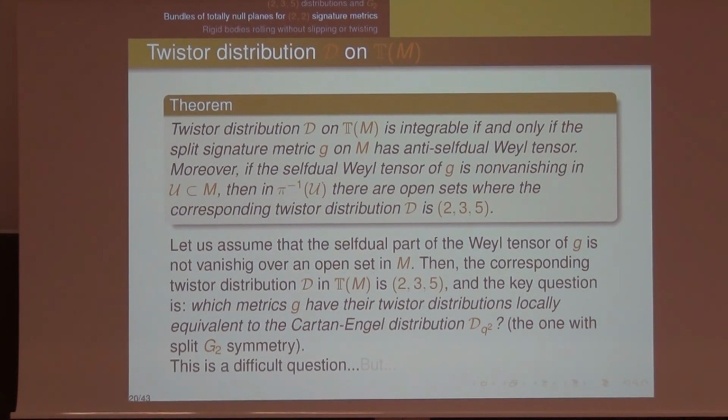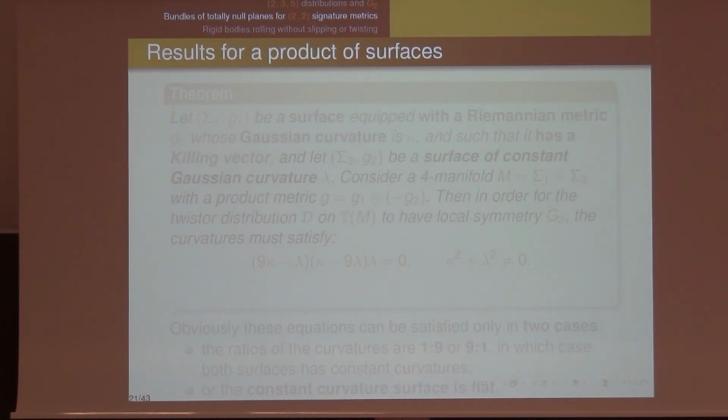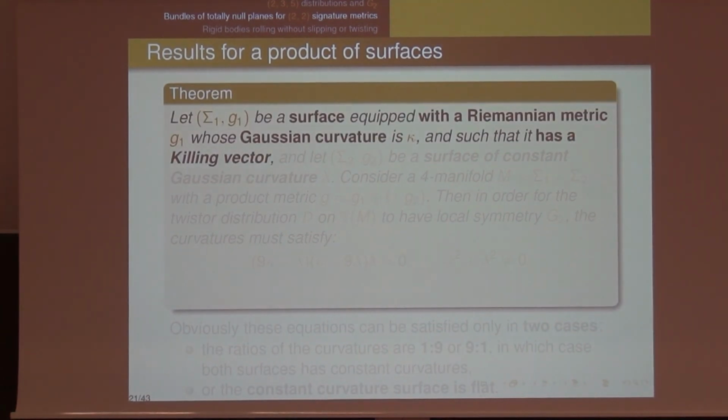But Daniel said, "Oh, why don't you make something simpler? Why don't you take two surfaces? Why don't you make some simpler assumption? Consider a 4-manifold which is just a Cartesian product of two Riemannian surfaces." So it turns out that in this case we can calculate something.